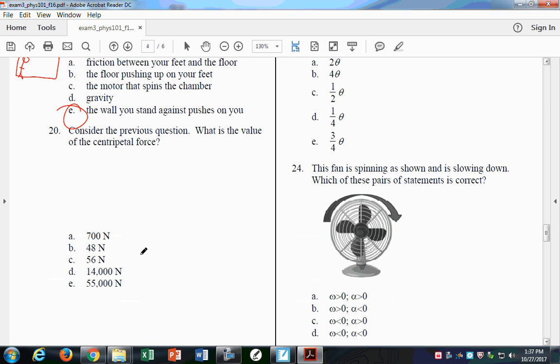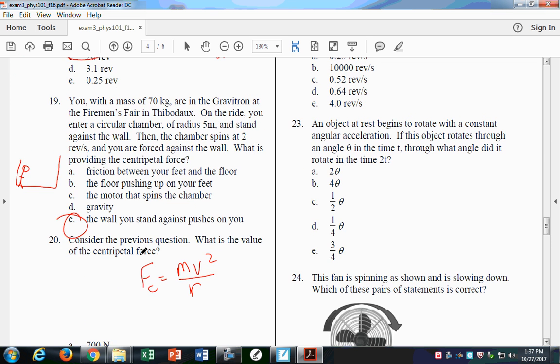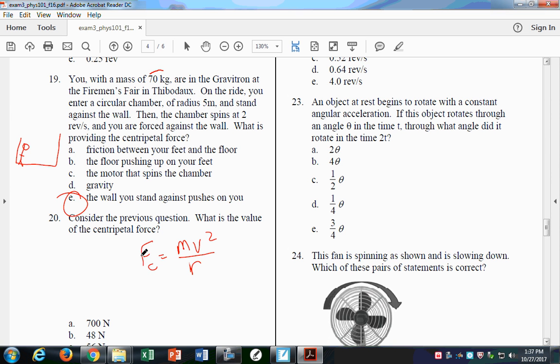Now I want to know what is the value of the centripetal force. So this centripetal force is equal to m times v squared over r. I know that's the case. And so now I want to look in the problem and see, what do I have? Well, there's my mass, 70 kilograms, and there's my radius, and it tells me that it spins at 2 revolutions per second. So should it just be 70 times 2 squared divided by 5? No, you got to be careful here. Make sure everything goes into radians. In fact, this is not even v. This is omega. And so I need to convert that to v.